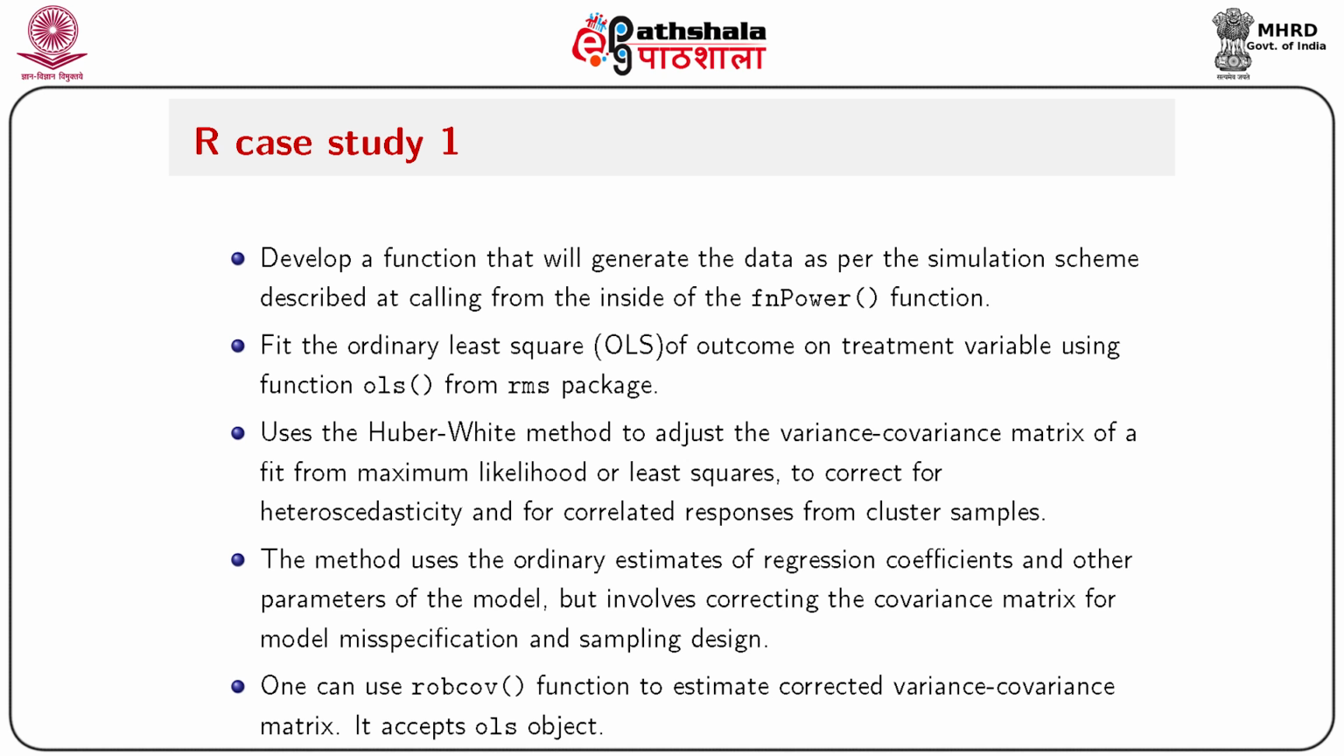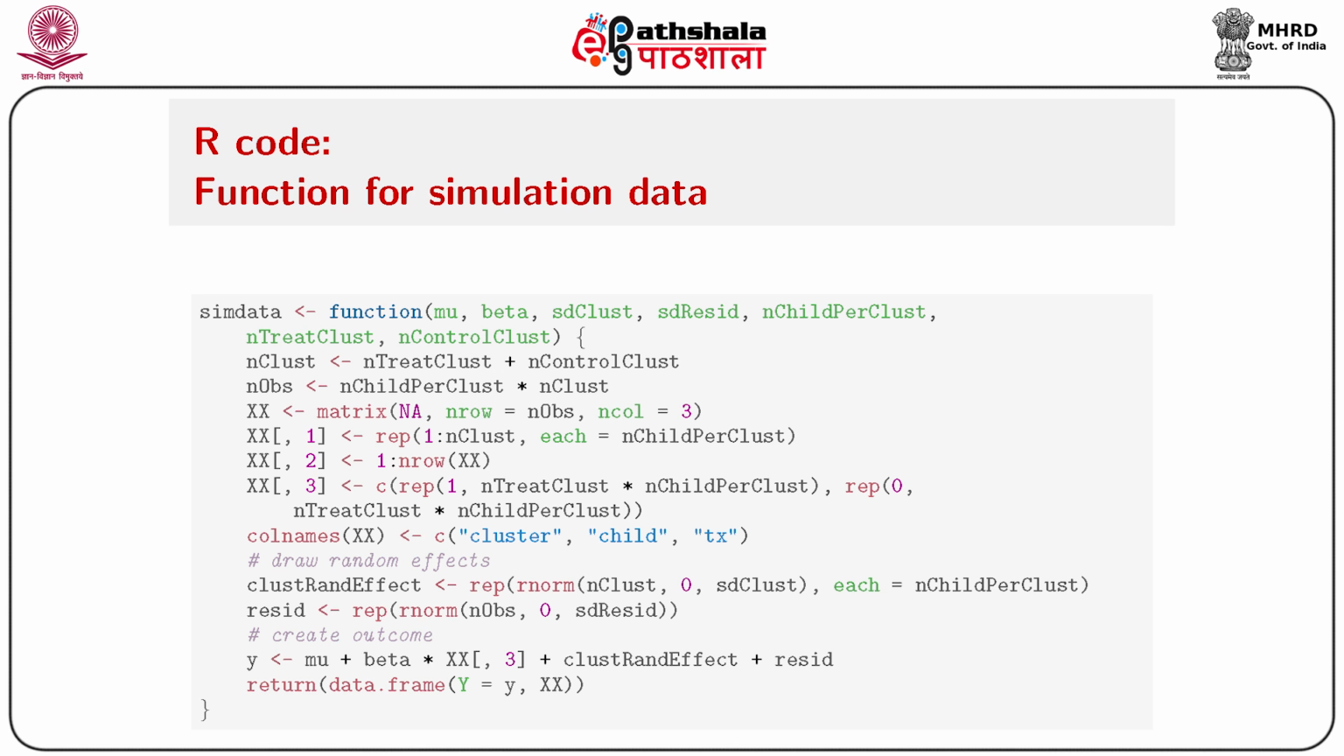The method uses the ordinary estimates of regression coefficients and other parameters of the model, but involves correcting the covariance matrix for model misspecification and sampling design. One can use the robcov function to estimate the corrected variance covariance matrix. It accepts an OLS object. So here is the function I am defining.